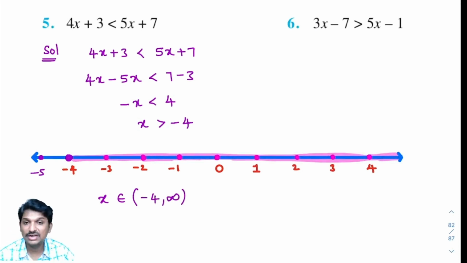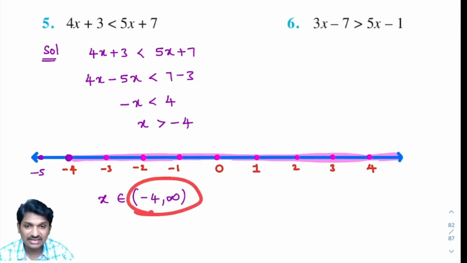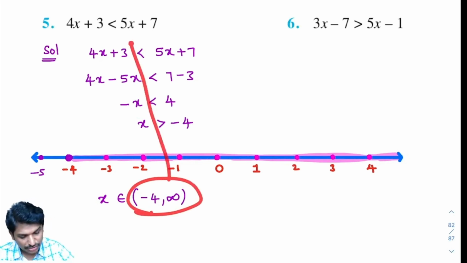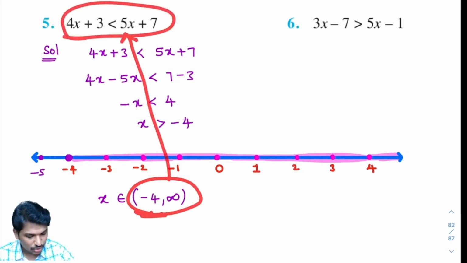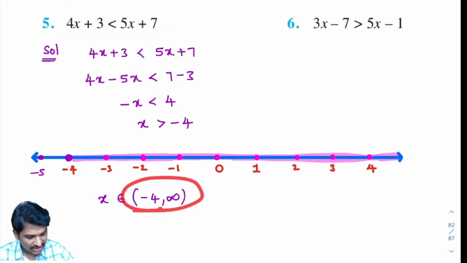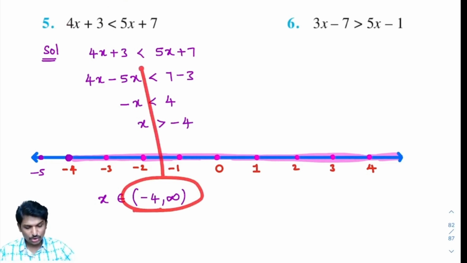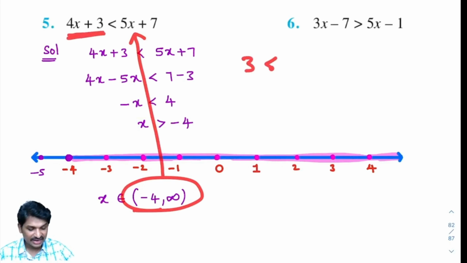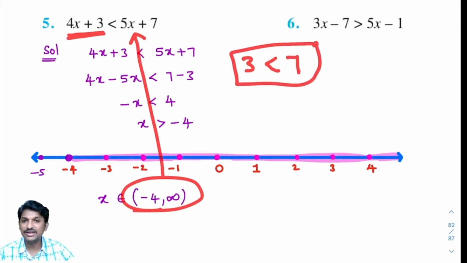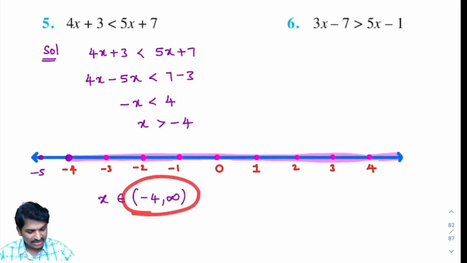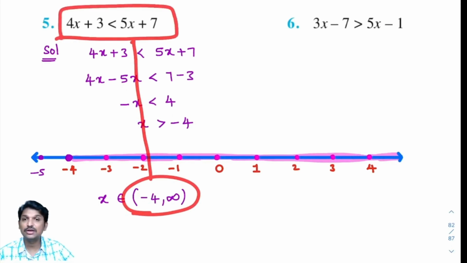I hope you are all understanding. So in this interval, whatever real values are there, all those real values satisfy this inequality. This is the solution of this inequality. For example, in this interval 0 is there. So 0 is the solution of this inequality. It means when I substitute 0 in this, it satisfies. In place of x, you write 0. 4 into 0, 0. 0 plus 3, that is 3, less than 5 into 0, that is 0. 0 plus 7 is 7. Is 3 less than 7? Yes, 3 is less than 7. So whatever real x values you take in this interval, they are the solution of this inequality. I hope you are all understanding, right?